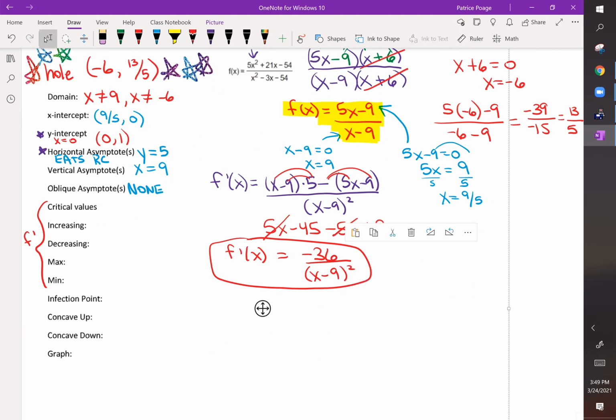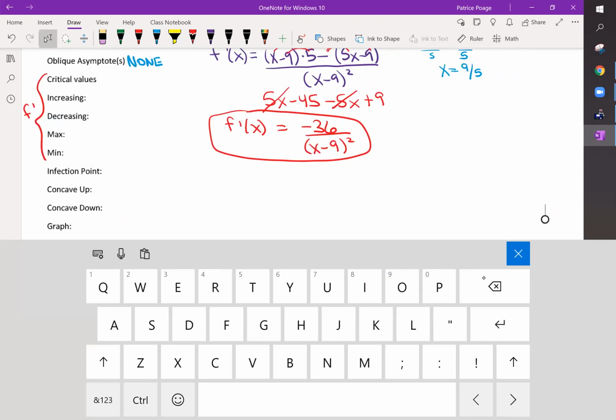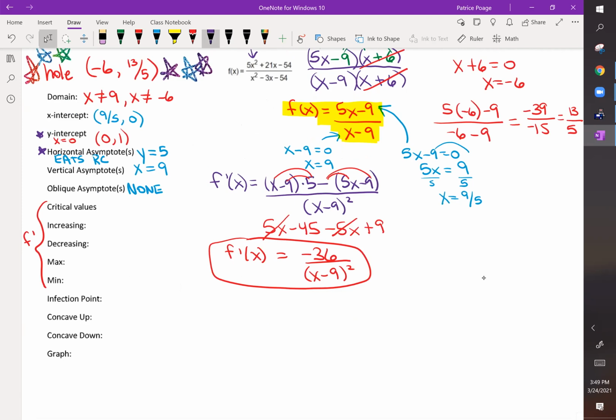All right. So I want to look at 2 places. I want to know, where does my derivative equal 0 and where does my derivative not exist? This will produce critical values for me. My derivative is going to equal 0 wherever my numerator equals 0. But negative 36 can never equal 0. So that doesn't give me anything.